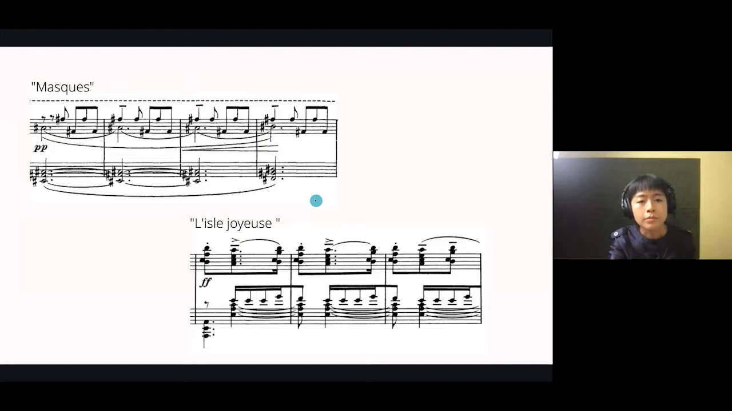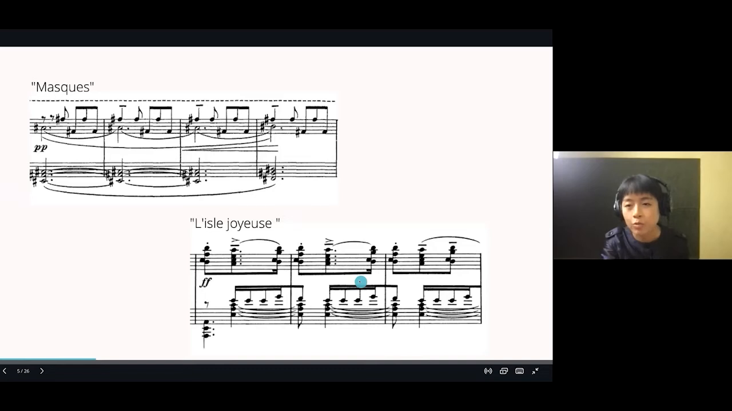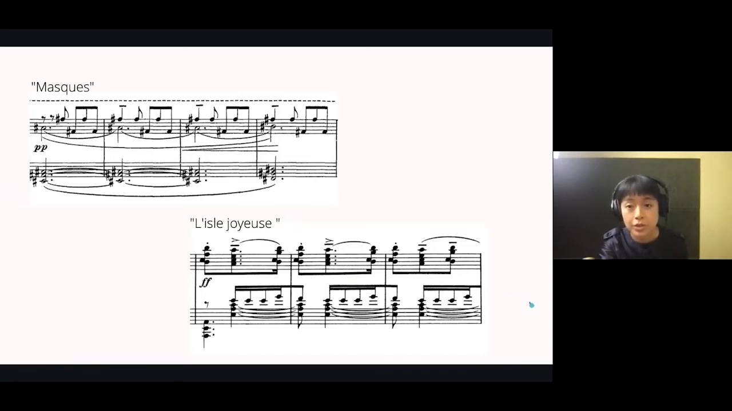So this is what I was talking about. The end of Masques ends very quietly. This is the coda. In Les Joyeuses, what you heard just now was a very big chord. This is a big symphonic structure. The sound world is big, and it's a celebration of ecstasy. So that's clearly the big difference between these two pieces.